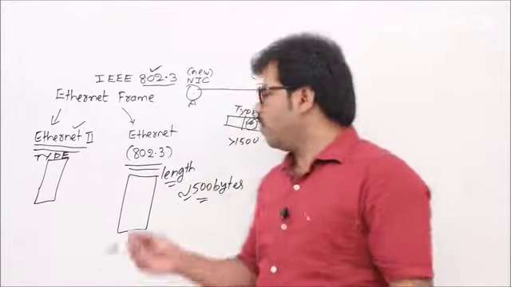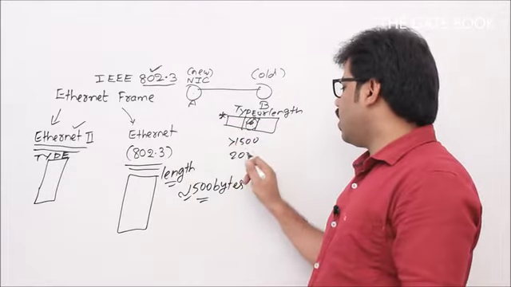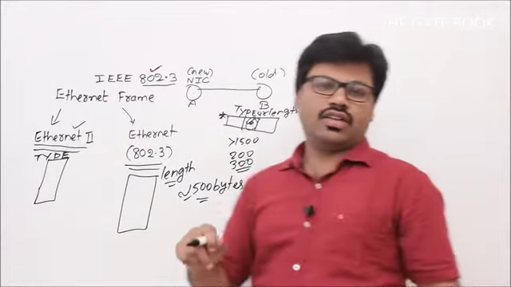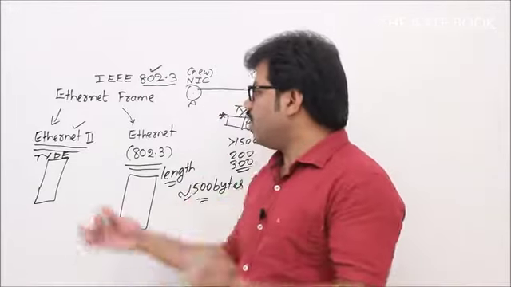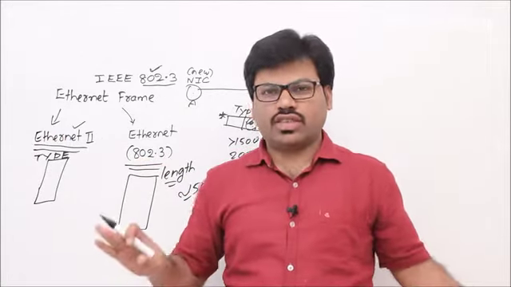In that way, we can say that this is an old frame. If this is something like 200 or 300, then definitely we can say that it is a length field. In that way, we separate Ethernet 2 frames and Ethernet frames. Apart from that, there is no difference.